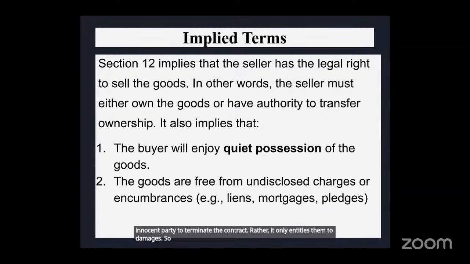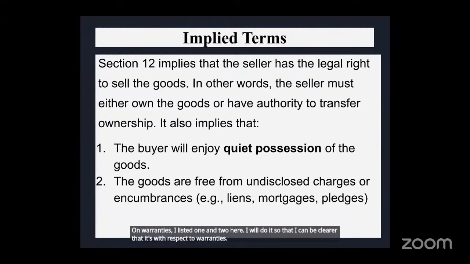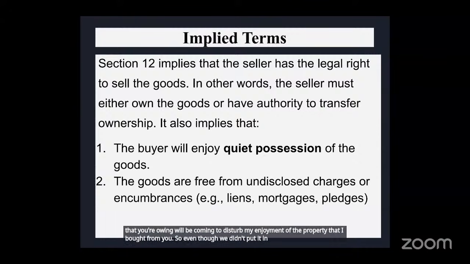So this part on warranties, I listed 1 and 2 here. I will redo it so that it can be clearer that it's with respect to warranties. This part simply says that if I buy property, I must be able to enjoy quiet possession of it. It's not that I will be using it and people that you're owing will be coming to disturb my enjoyment of the property that I've bought from you. So even though we didn't put it in the contract, it is read into that contract by virtue of Section 12 of the Sale of Goods Act.